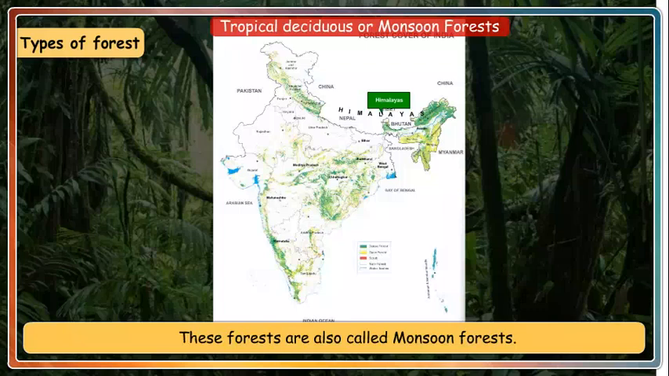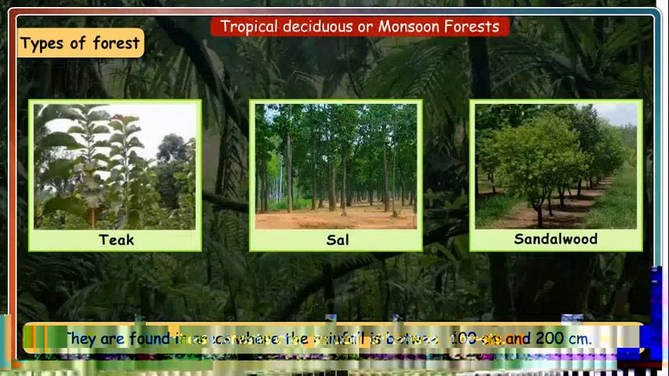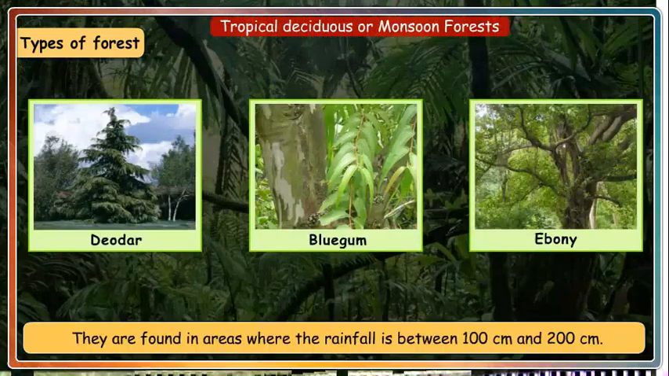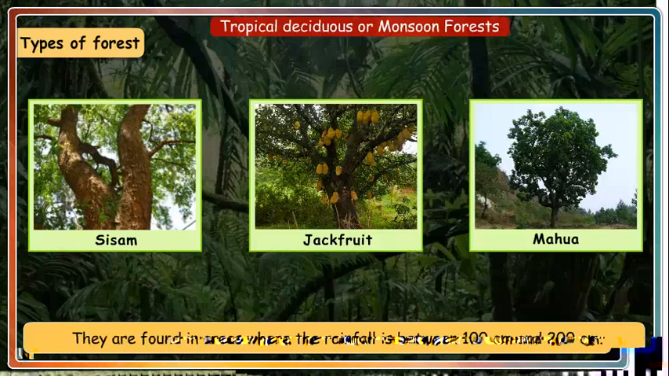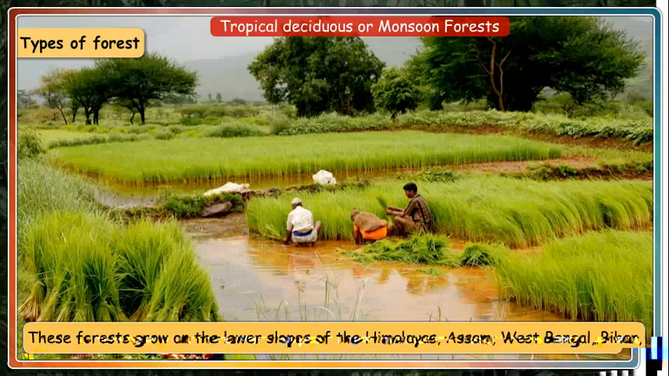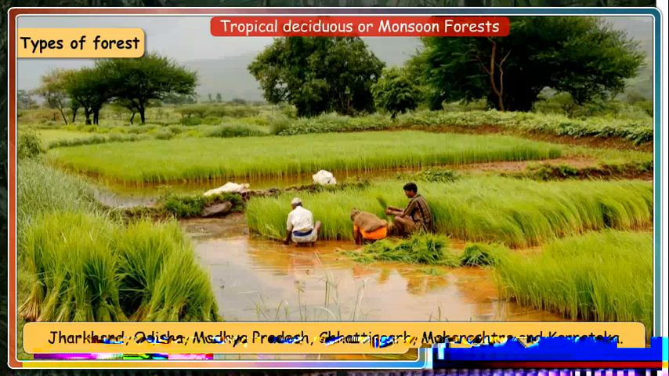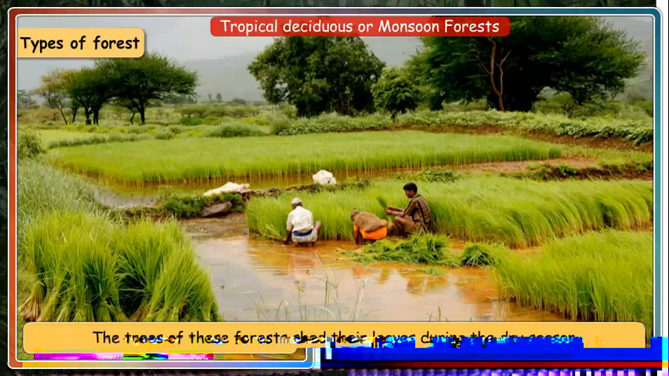Tropical deciduous or monsoon forests. These forests are also called monsoon forests. They are found in areas where the rainfall is between 100 cm and 200 cm. These forests grow on the lower slopes of the Himalayas, Assam, West Bengal, Bihar, Jharkhand, Odisha, Madhya Pradesh, Chhattisgarh, Maharashtra, and Karnataka. The trees of these forests shed their leaves during the dry season.